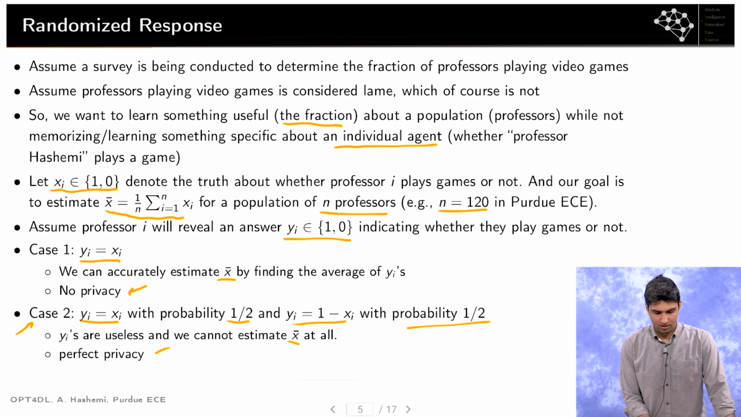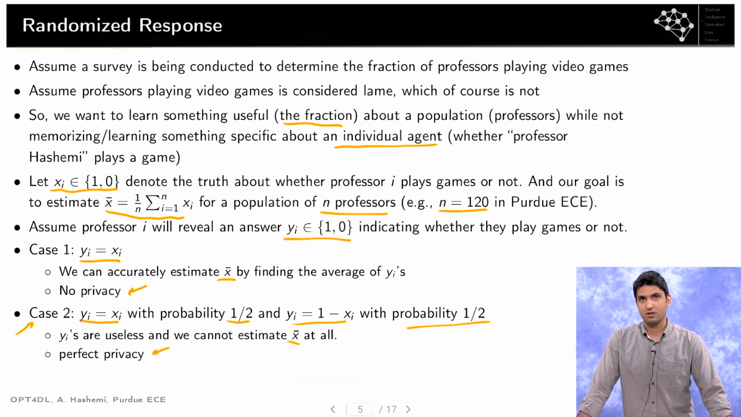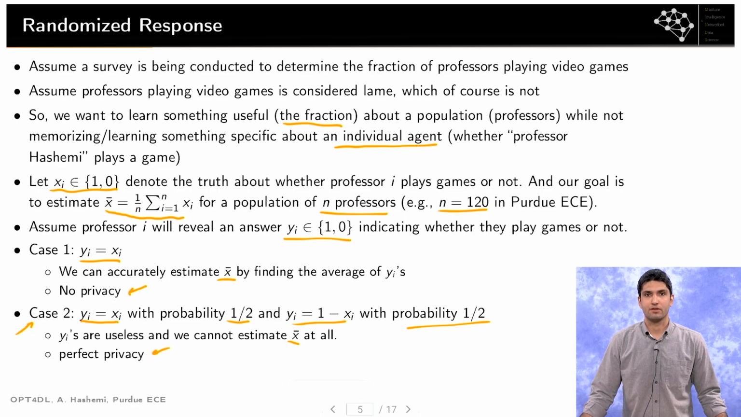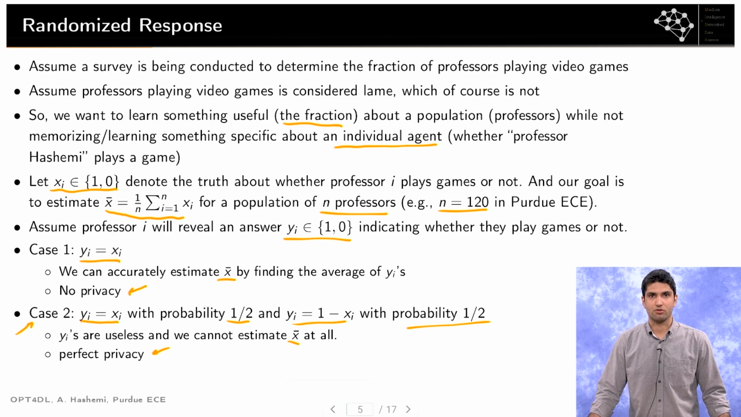On the other hand, we're going to win on the privacy front. Okay, so basically, the reason is that the responses that the professors are giving us, the yi's, are completely independent of the truth. Okay, so if someone looks at the responses, they don't know anything about the truth basically. But the catch is that we are not learning anything useful about the population either. Okay, so these are basically the two extreme cases. In one case, we are completely truthful. In another case, we are basically responding randomly, so we don't provide any information.